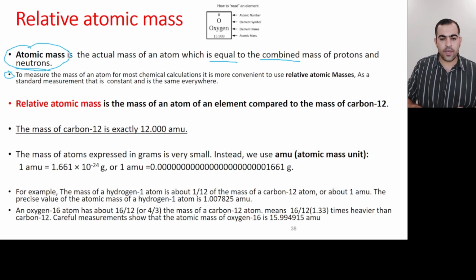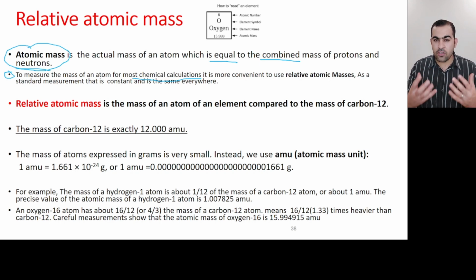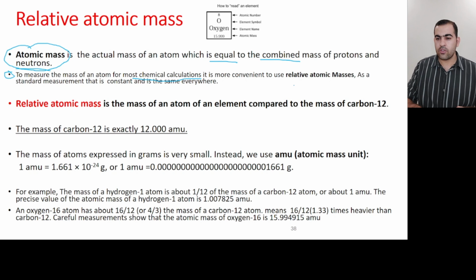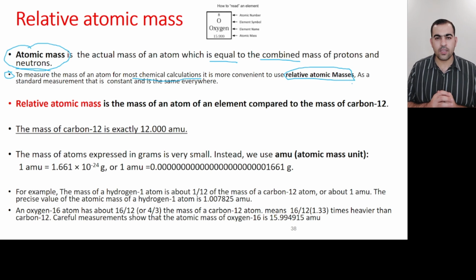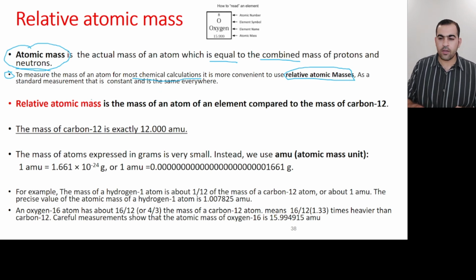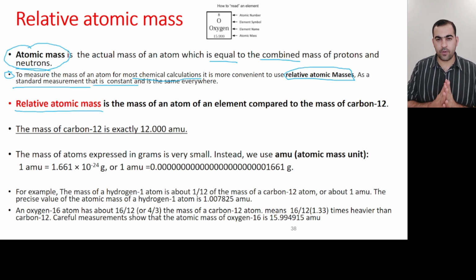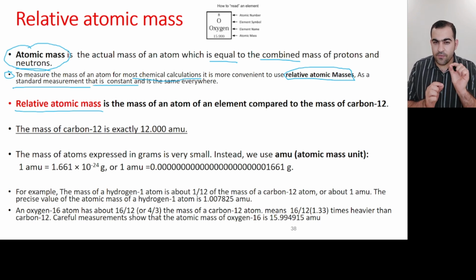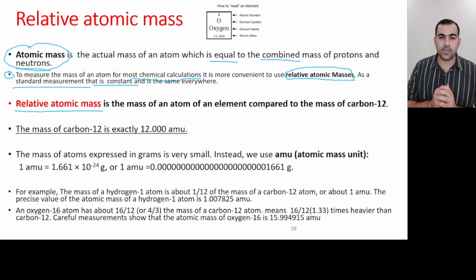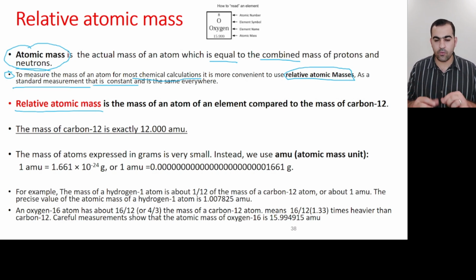To measure the mass of an atom for most chemical calculations, to measure the mass of an isotope, we're not going to sum the mass of protons and neutrons together. We use relative atomic mass. What do we use? Relative atomic mass. Relative atomic mass is a standard measurement, it's constant and the same everywhere. To measure the mass of a specific isotope, a specific atom, we use relative atomic mass. Scientists use it that way.